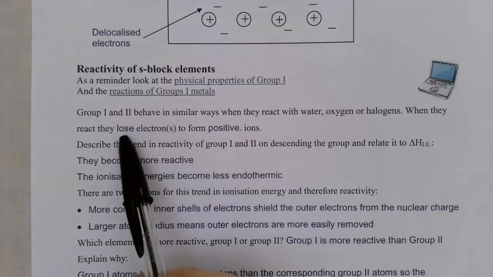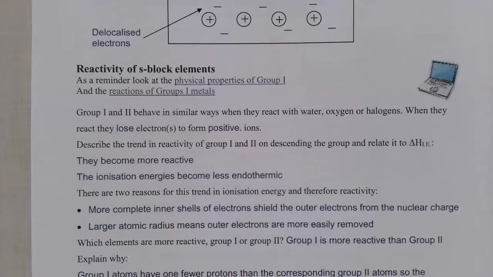They lose electrons relatively easily to form positively charged ions. As you go down the group, they become more reactive because their ionization energies become less endothermic. It requires less energy. The reason for this is they have more complete inner shells of electrons, which provides more shielding. They also have a larger atomic radius, which means the outer electrons are more easily lost. This is despite the increase in the proton number.